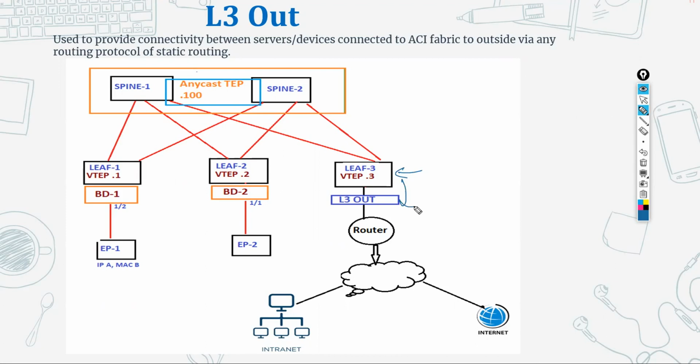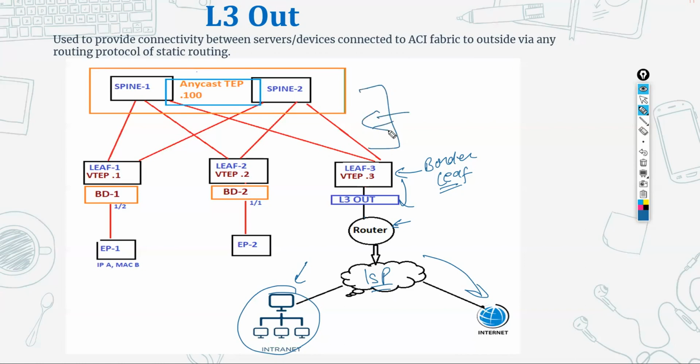The switch where we connect the outside devices, let's say this is the router, we call it the border leaf. So this is our border leaf, wherein we connect some device which connects to the outside world. You can see here we have the intranet or internal services in our data center maybe, and here we have the internet connectivity, maybe this is the ISP. So basically, Layer 3 Out is how we connect our ACI fabric to the outside world.